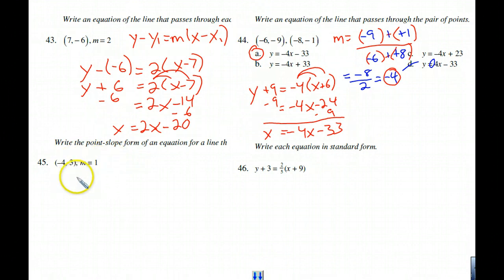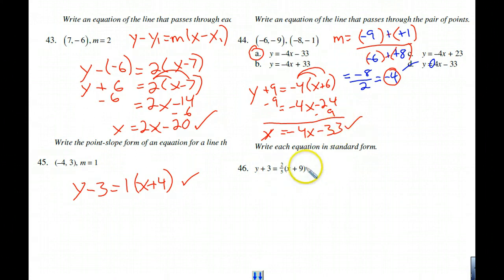On number 45, they ask that we just write it in point slope form, so this is actually a little bit easier. We don't have to solve for y, so y minus y1 would be y minus 3 equals m, which is 1, times x minus x1, so minus a negative will be plus 4. And that's all we have to write for this one, since they want it in point slope form. So you've got to read the directions carefully to see, do they want it in y-intercept form, like these two, or point slope form, like here.